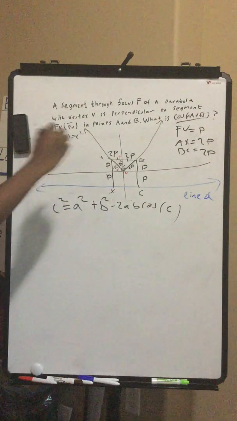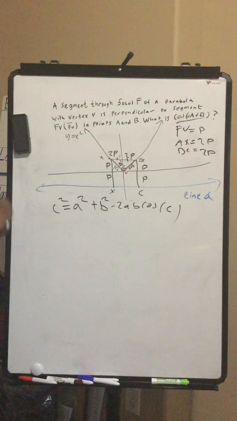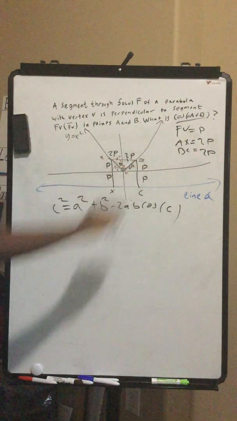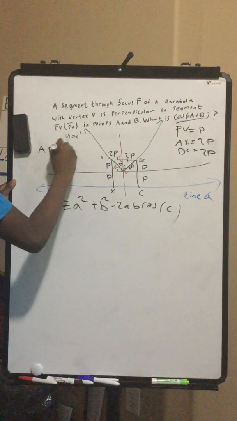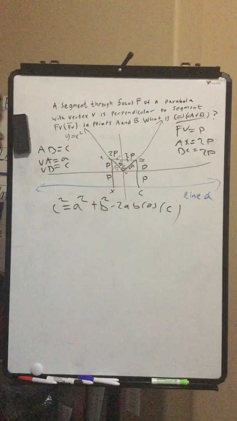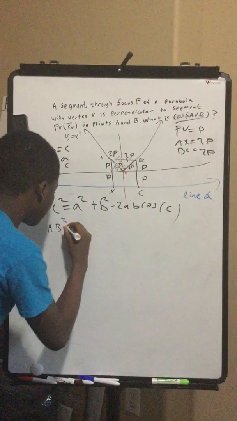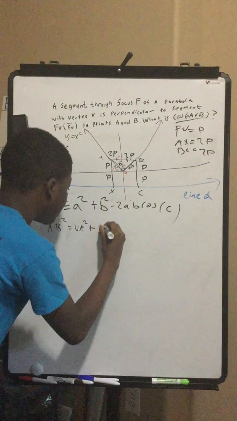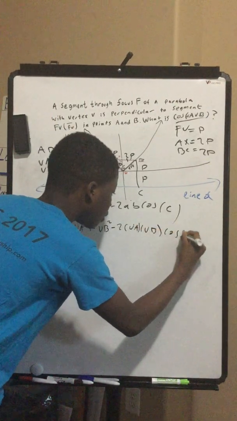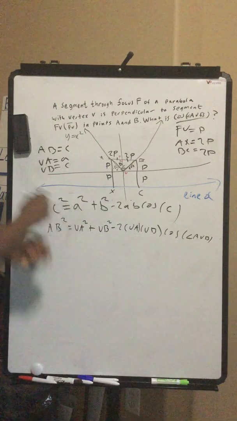So in order to find angle AVB, we must define the segment opposite of angle AVB as c. The segment opposite of angle AVB is AB, so AB is going to be equal to c. Then we use VA as a and VB as b. If we plug this in, we get AB squared is equal to VA squared plus VB squared minus 2 times the product of VA and VB times cosine of angle AVB, because it's opposite of segment AB. Now we just have to plug in all the information we have.